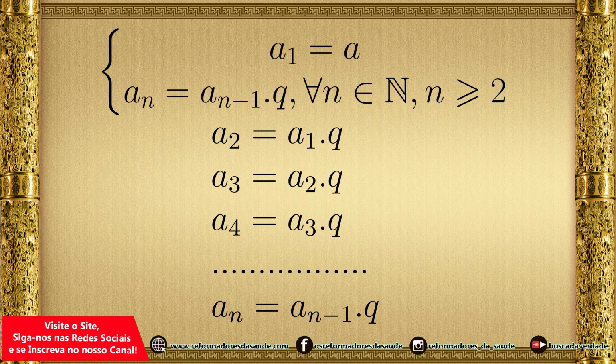We can read then the term a index n is equal to the term a index n minus 1 times a value q, so that every index n belongs to the set of natural numbers, and n is greater than or equal to 2. Keeping this formula in mind, we can now continue understanding geometric progression.